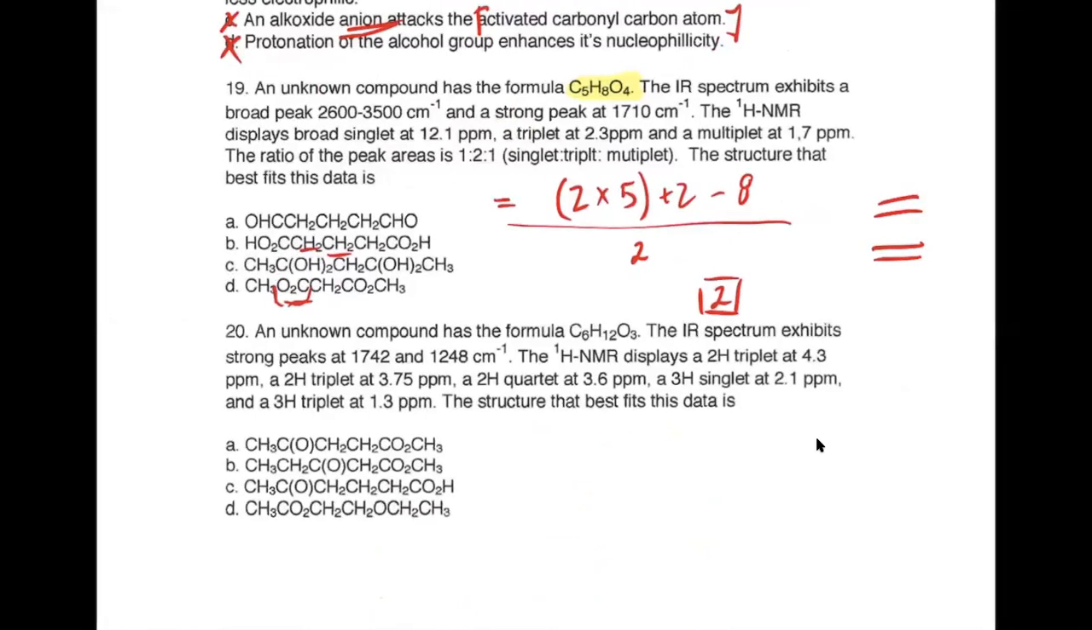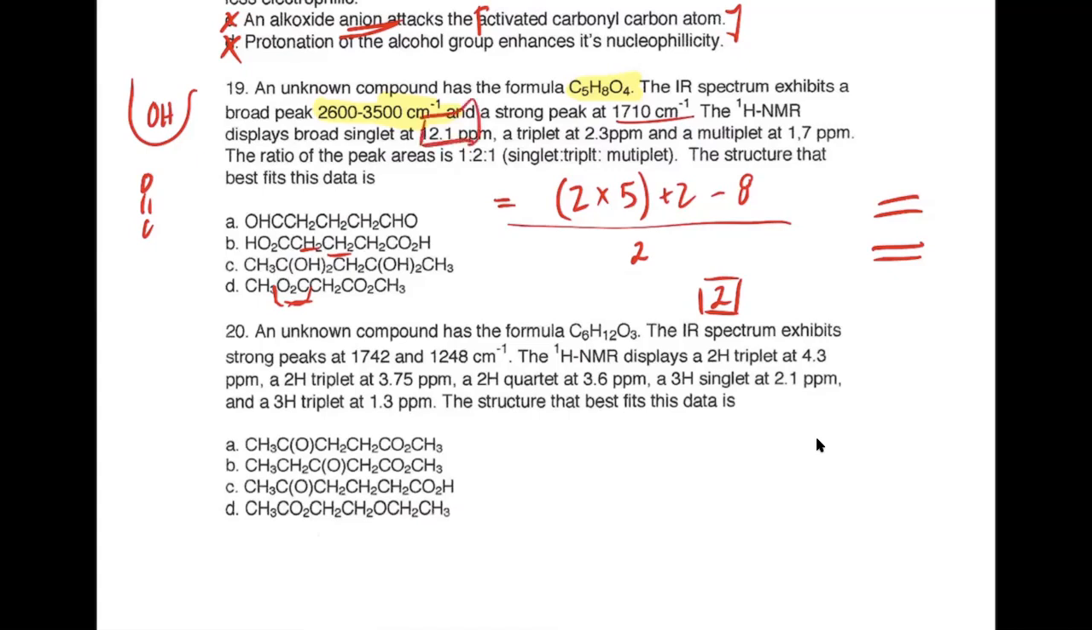So the IR spectrum exhibits a broad peak at 2,600 to 3,500. So what is that indicating? What type of functional groups? Broad is your keyword. Alcohols, OH. And we also have a strong peak at 1,700. What would that indicate? Carbonyls. And then the proton NMR displays a broad singlet at 12.1. Carboxylic acids. We're right there.